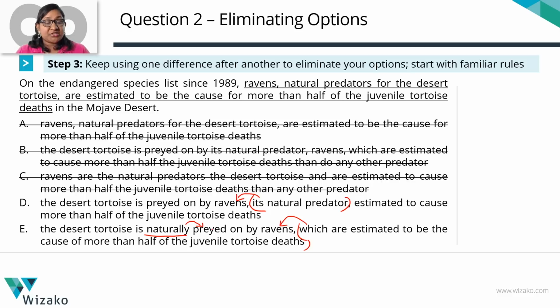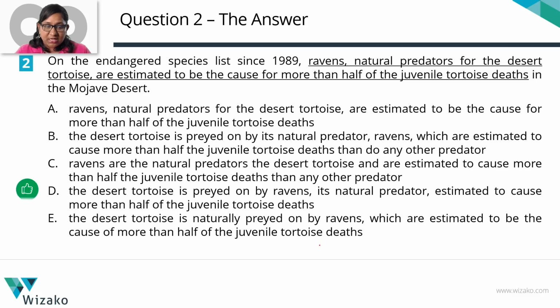But if you say they are naturally preyed, then you're describing how the process of preying happens, and you're trying to say that this is how they were preyed, which does not make any sense whatsoever. It's important for you to understand the meaning of not just the original sentence, but also the meaning of the answer options and what they are trying to convey. So this option does not make any sense. E is not your answer. The right answer for this question is D, delta.